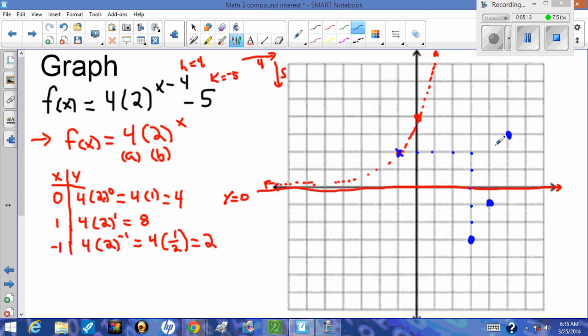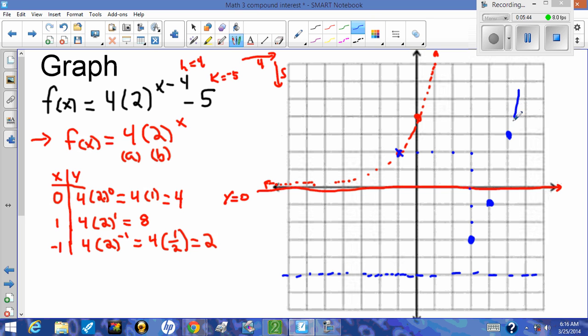And lastly, we have to move the asymptote. The asymptote's at 0. Now, it doesn't make any sense to move it over 4, so we're simply going to drag this down or redraw it 5 down. So there we go. 1, 2, 3, 4, 5. Your asymptote's going to be right here. Okay, most people who miss this forget to move the asymptote.